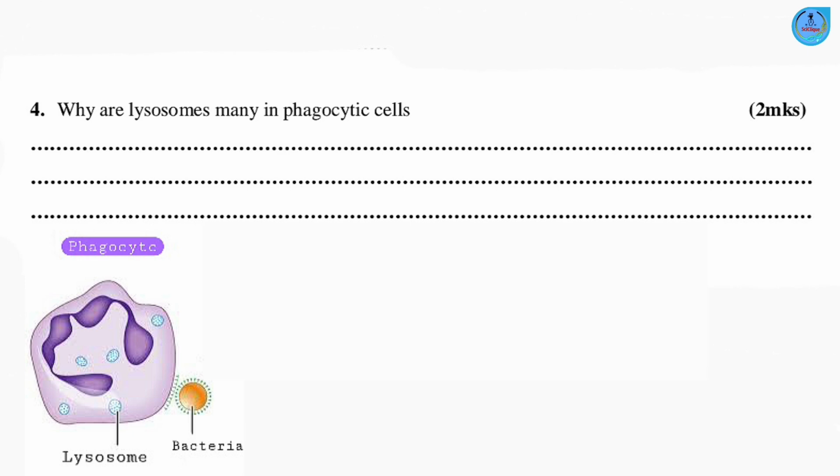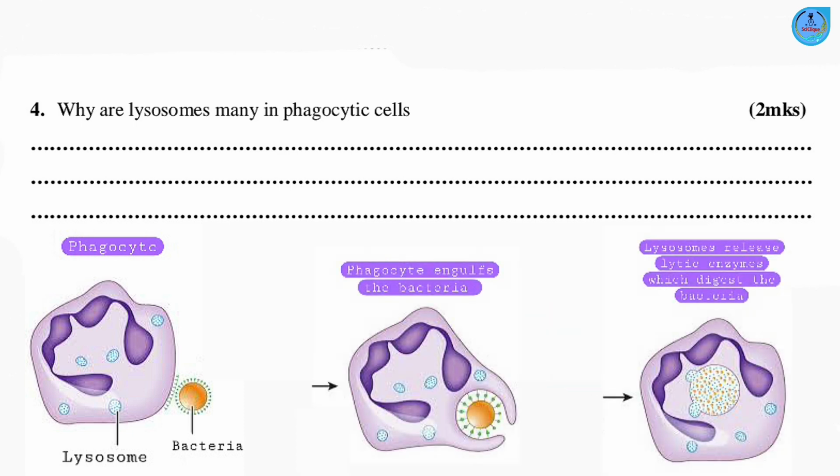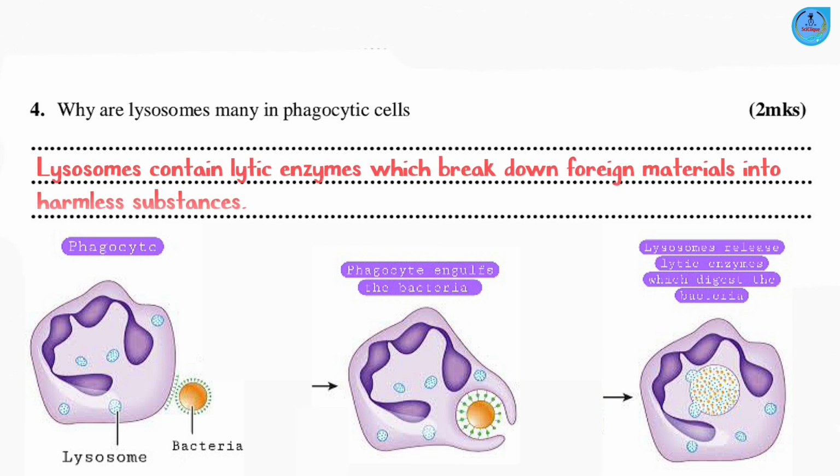Okay, let me break it down. Some white blood cells have this amazing ability of changing their shape. So this allows them to surround pathogens and then slowly digest them. Now this process is known as phagocytosis. Now to digest the pathogens, they need the lytic enzymes. These are powerful digestive enzymes that are found in lysosomes. So these enzymes break down any foreign materials into smaller, harmless substances that are then ingested by the phagocytes.